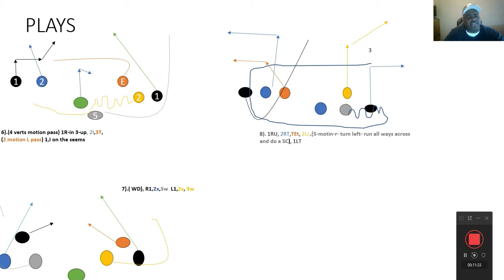Now, let's look at play 6. 4 verts, motion pass. See, 4 verticals. We're going to make this into 4 verticals. We have 2 people to the left. And we have 3 basically on the right. We have a running back in the backfield. Now, let's look at number 7. 7 is wide diamond. Everybody's out wide in a bunch formation.